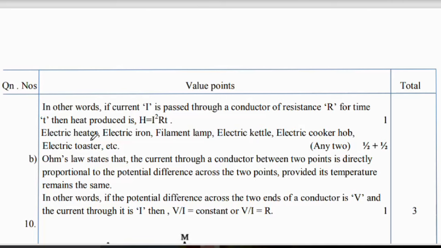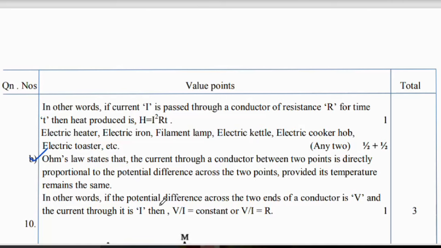And there are also electrical devices where we are using this Joule's law of heating effect: electric heater, electric iron, filament lamp, electric kettle, electric cooker hob, and electric toaster. Next, Ohm's law definition, that is V directly proportional to I, R is constant. V proportional to I, therefore V is equal to I R. Ohm's law states that the current through a conductor between two points is directly proportional to the potential difference across the two points provided its temperature remains constant.